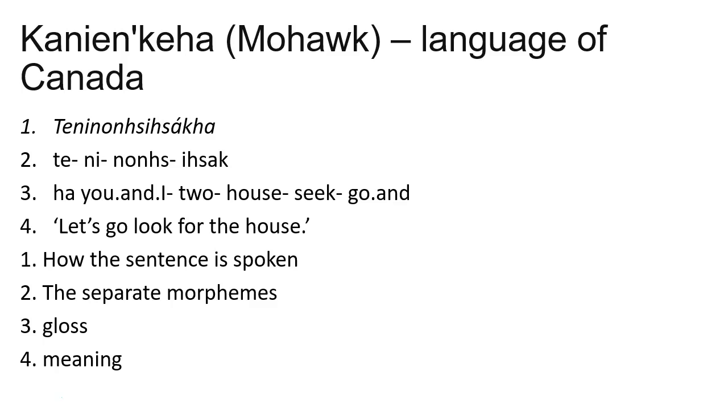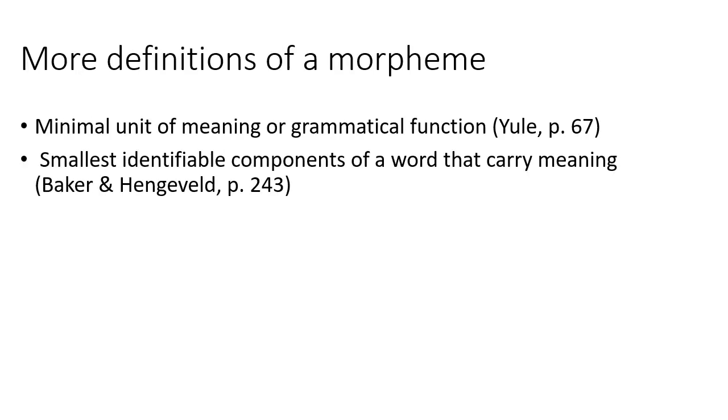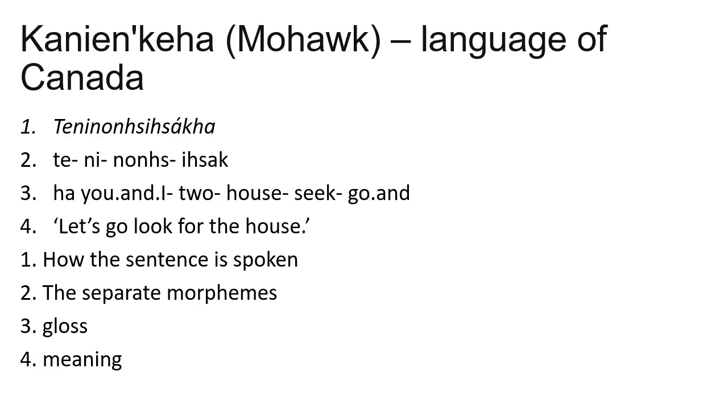And we end up with these morphemes: 'you and I', 'to', 'house', 'seek, go', and 'and'. So somehow in Mohawk, 'you and I' is encoded as te, 'to' is encoded as ni, nons is 'house', 'seek, go' is ishak, and 'and' comes at the end and is ha. And the translation in English, the way that we would put this in English, is 'let's go and look for the house.' So if you look at the levels again, in italics we've given you how the sentence was spoken. We've quoted the original Mohawk.